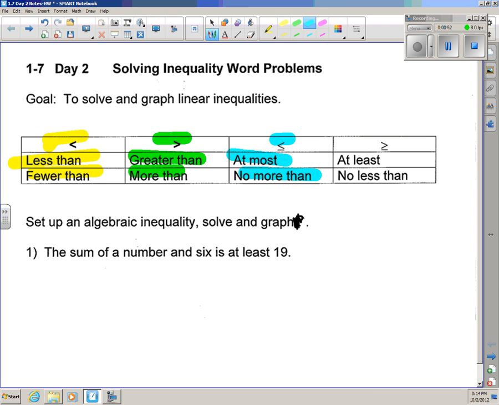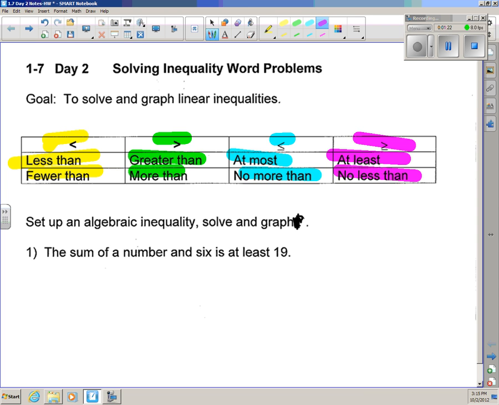And that's the same thing with no more than. If I have no more than $20 in my wallet, then I've got $20 max or anything less. The greater than or equal to symbol will be at least or no less than. Same idea. If I know that I've got at least $20 in my wallet, then I could have 20, 21, 22, 23. If I've got no less than $20, again, I could have 20, 21, 22, 23.